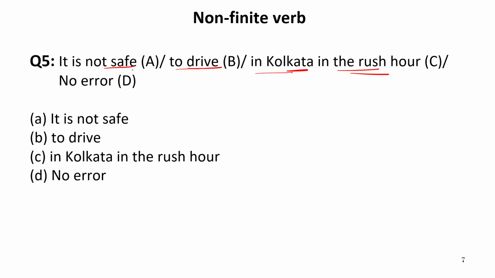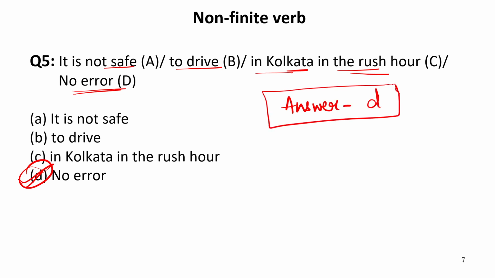Therefore, the sentence contains no error. So the answer will be D, that is no error. So our answer is D because the sentence is absolutely correct. It contains no error at all. Now let us move to the next one.